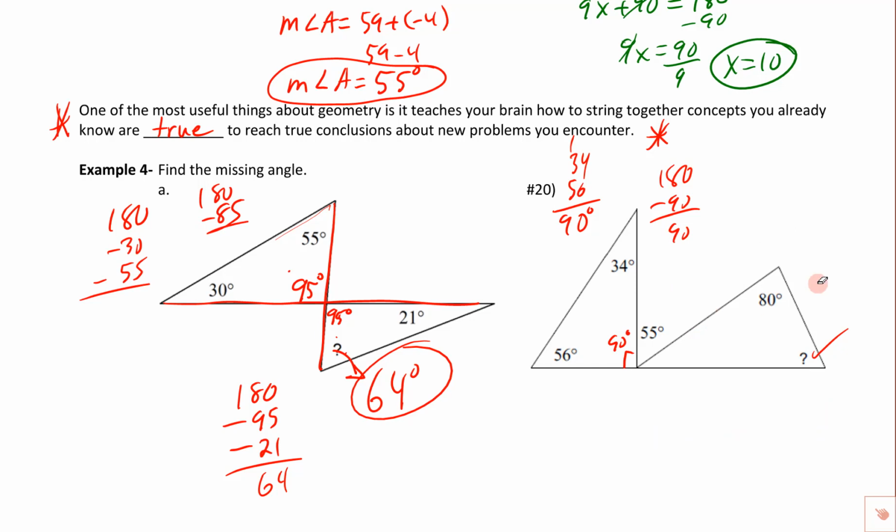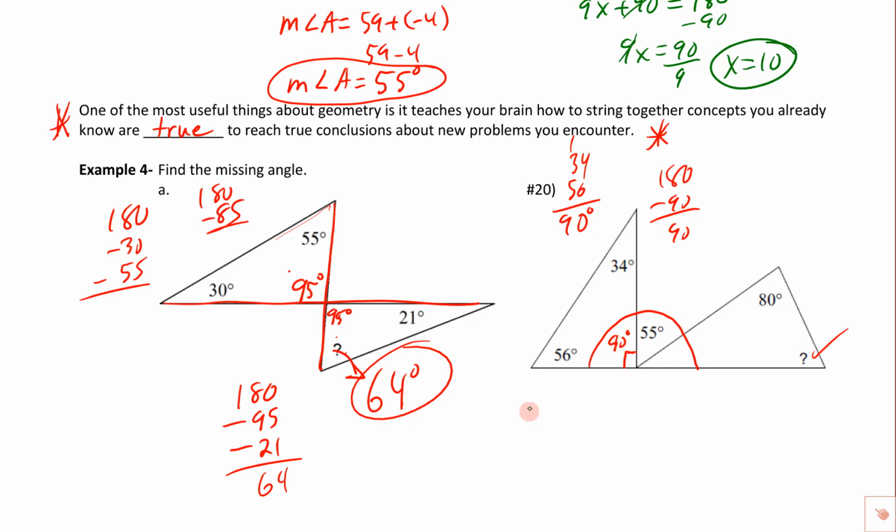Okay, now how does that help me? I don't have any vertical angles like I did here. I can't say, well, because this one is 90, that one's 90, but I can do this. Remember, on one side of a straight line, there's always 180 degrees. So if I were to take this angle right here, this angle right here, and this 90-degree angle right here, add them all together, I'd have 180 degrees.